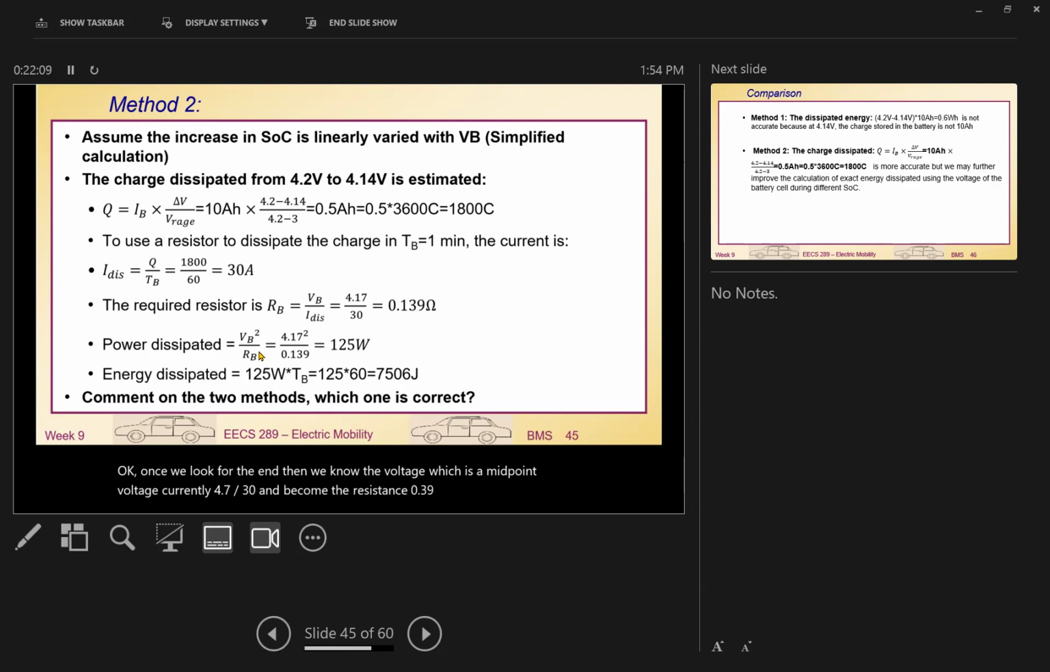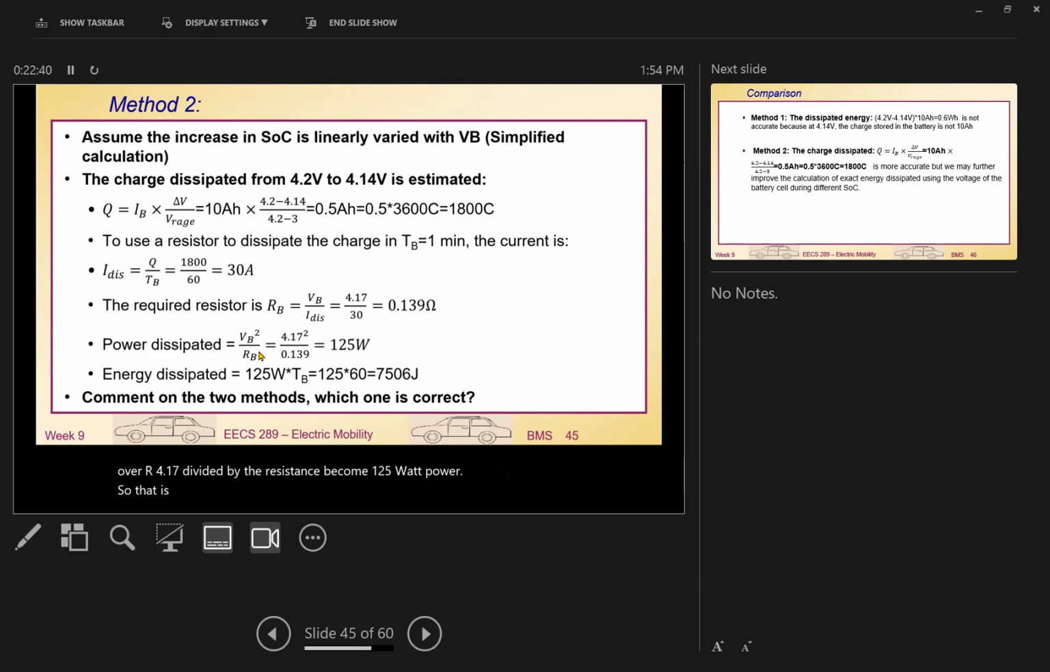So if you consider the variation of the AH from fully charged, 100% SOC, down to 4.14 volt, it is not fully charged AH, then the resistance should be this one we're going to use. And then the power will be higher now. V squared over R, 4.17 squared divided by the resistance, becomes 125 watt power. So that is much higher.